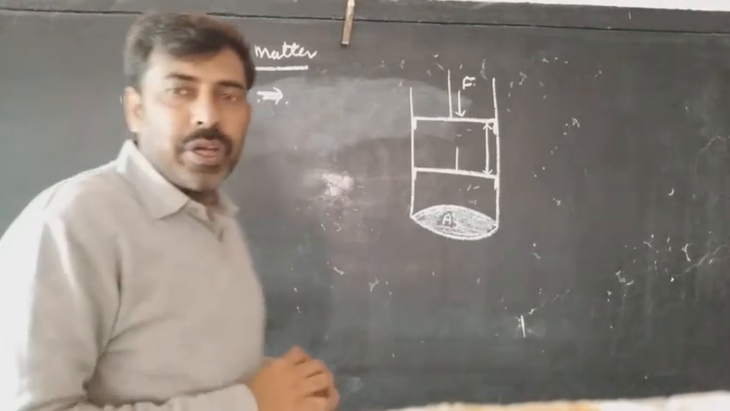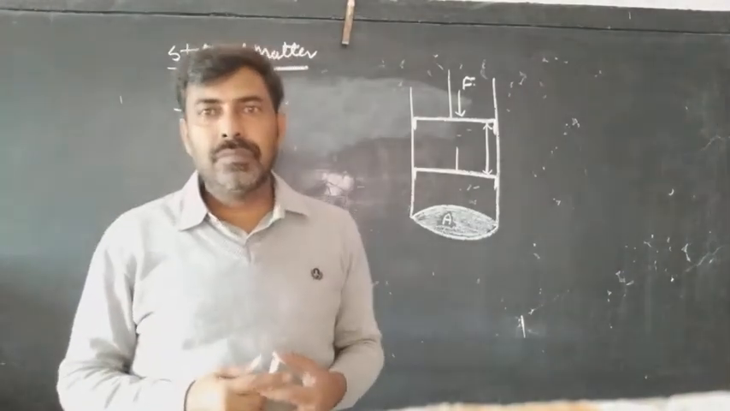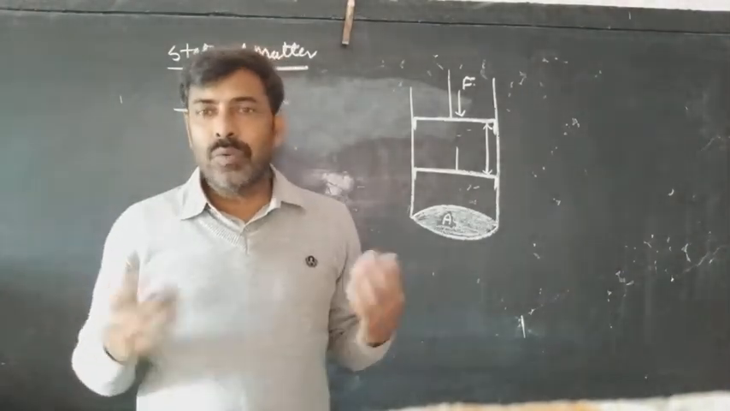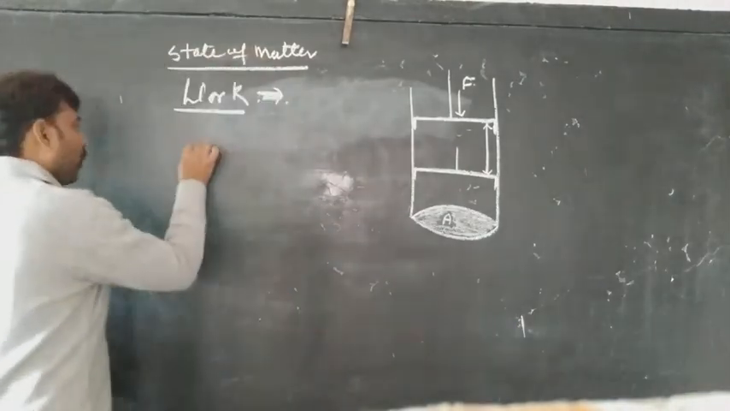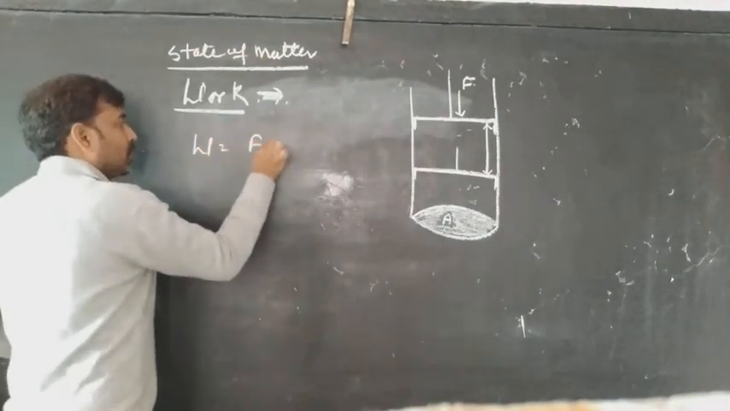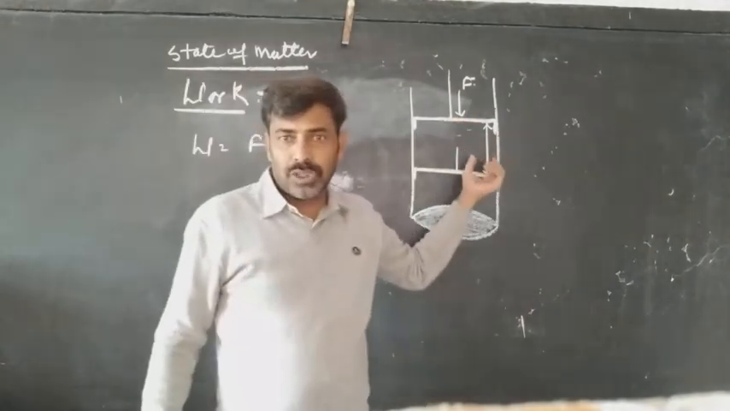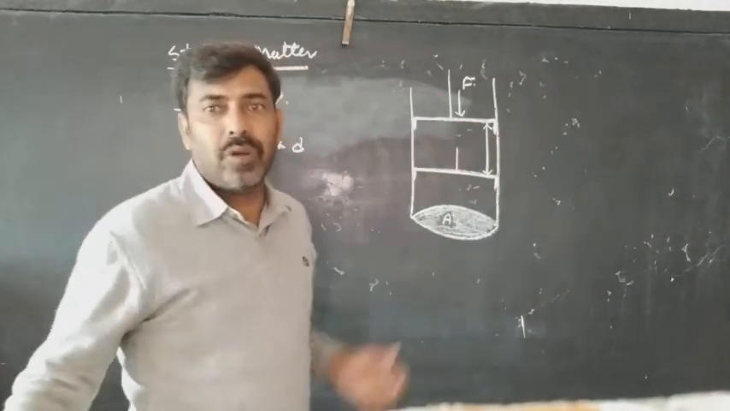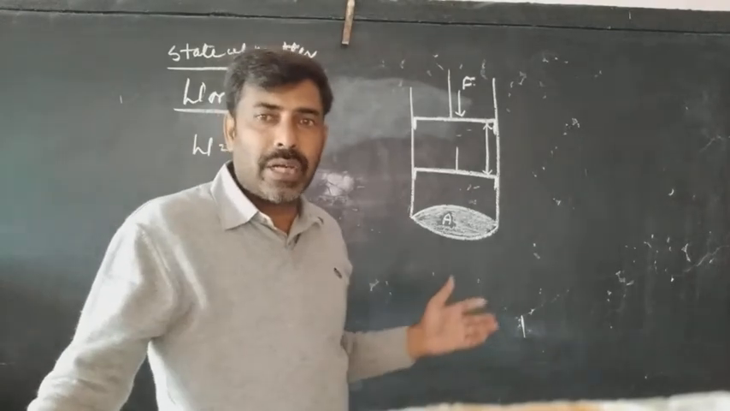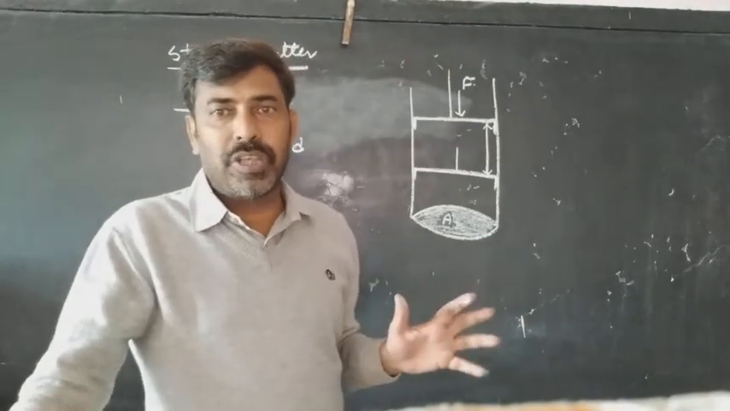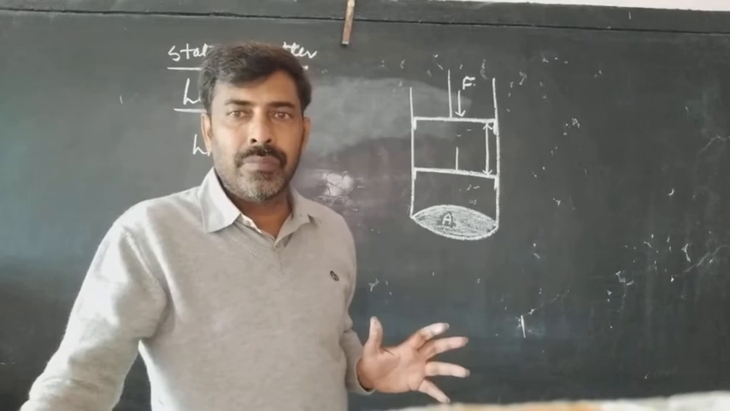So here we are talking about the work. What is work? We say that the work W equal to force into displacement cos theta. As a parallel force is working for any system, then the value of cos theta will be 1. So you can write that work equal to force into displacement, F into D.